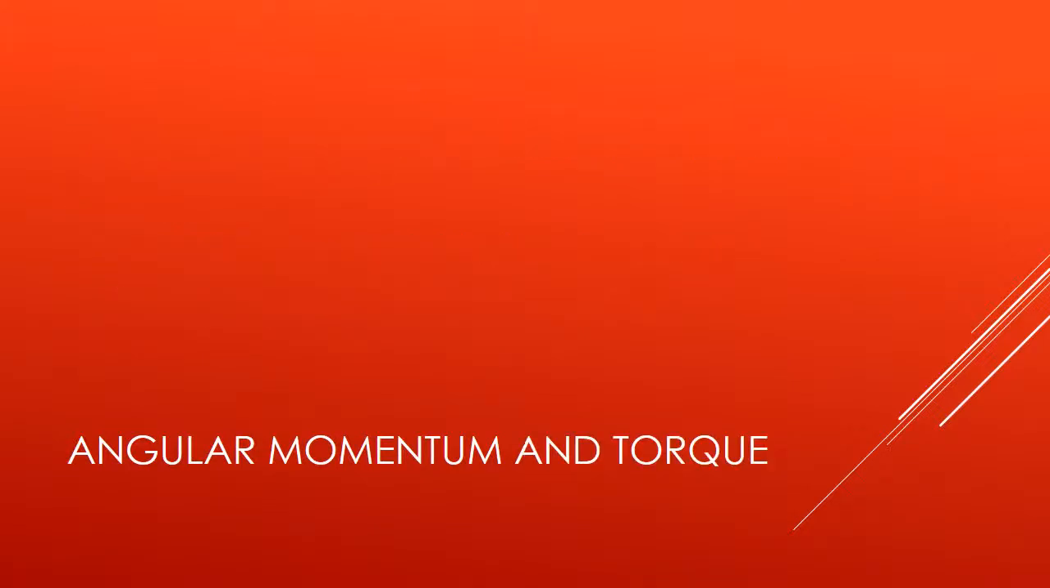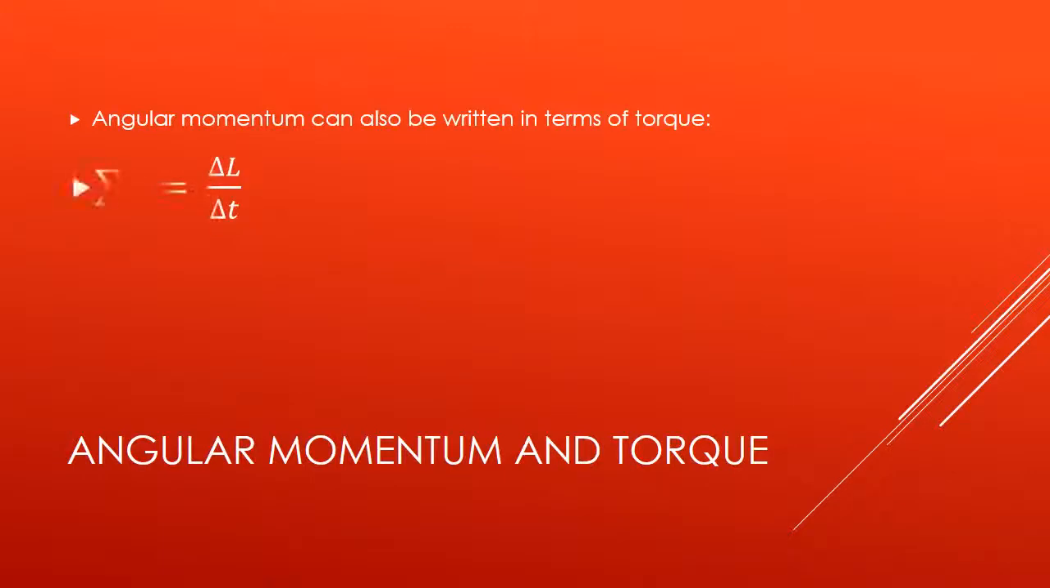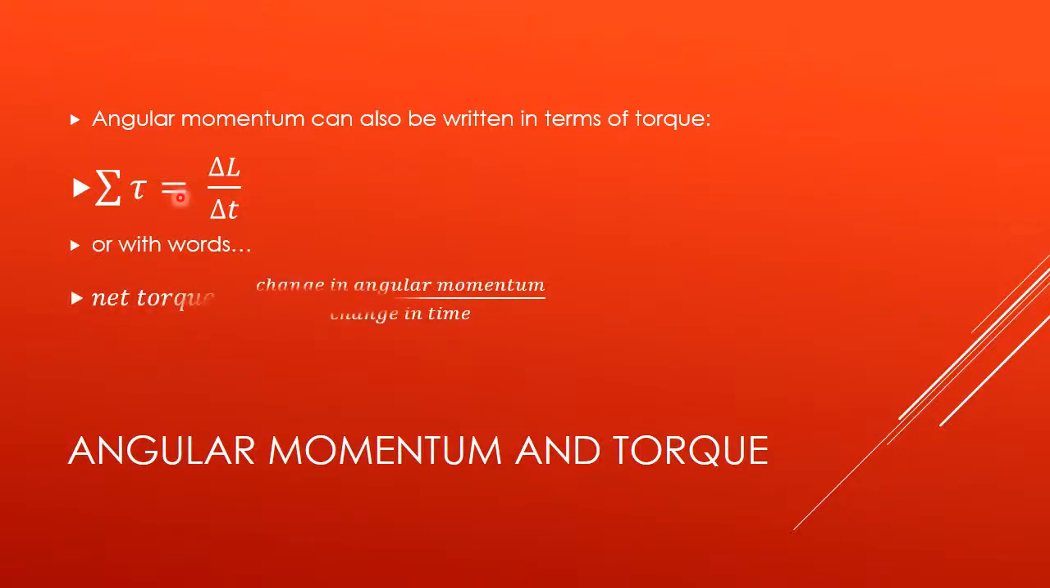Angular momentum is related to torque, like anything is rotationally. So we can write the equation for angular momentum in terms of torque. So the net torque, sigma tau, equals the change in angular momentum divided by the change in time. Or if you're a wordy person, net torque is the change in angular momentum over the change in time. So the more net torque there is, the more change in momentum there will be, angularly.